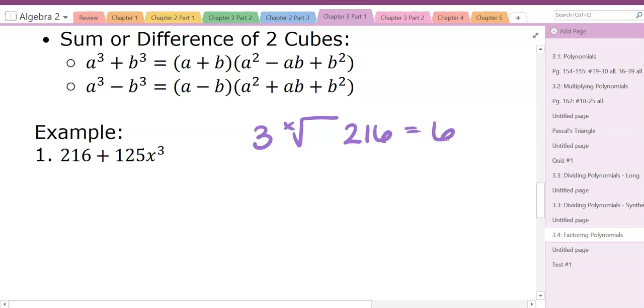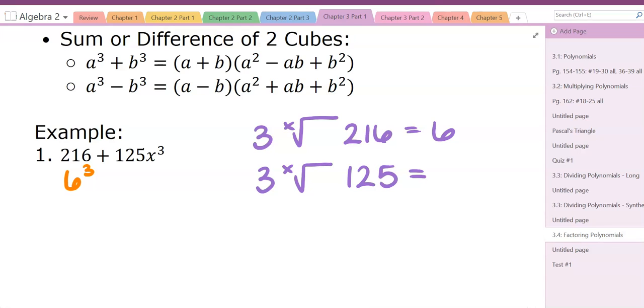So here's what that means. 6 to the third power is how I got 216. So right now I'm going to rewrite these as terms to the third power. Now let's do the same thing with the 125. So let's find, again, the cube root of 125. And what do you get? 5. Okay, so 125 is the same thing as 5 to the third power.